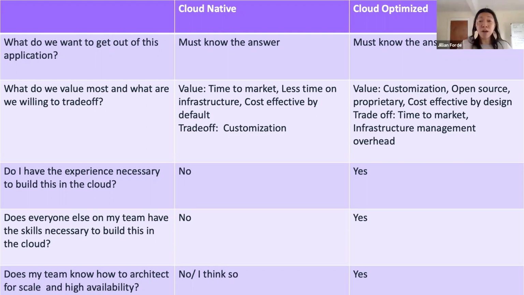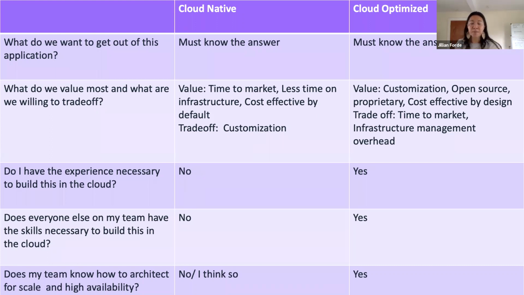So they want to use things that are cost effective by default, so they don't have to think about or plan how to be cost effective. They know that they're only paying for what it is that they're using. And so the trade-off is they're not able to customize the compute layer as much as maybe the cloud optimized startup would, but that's okay because they know what is most important to their business success.